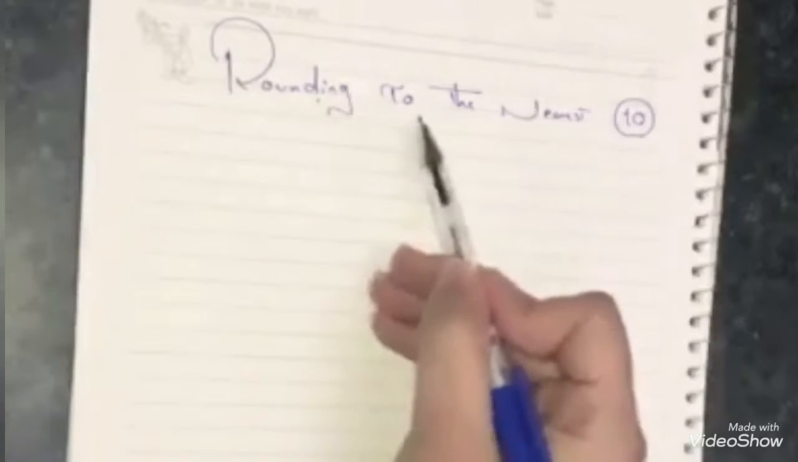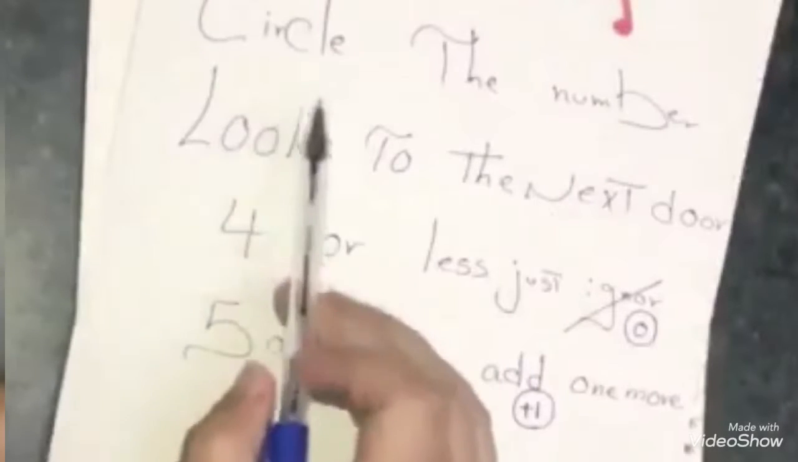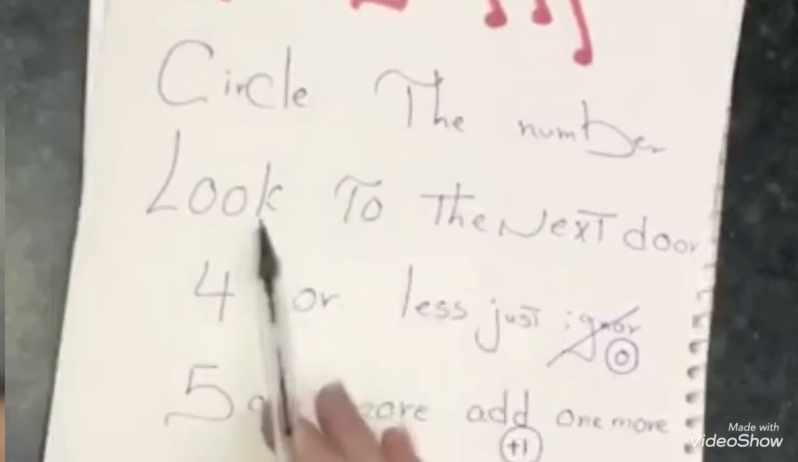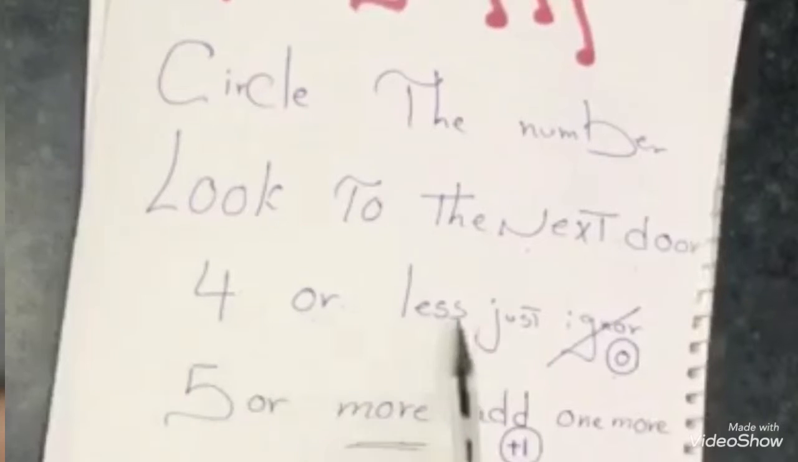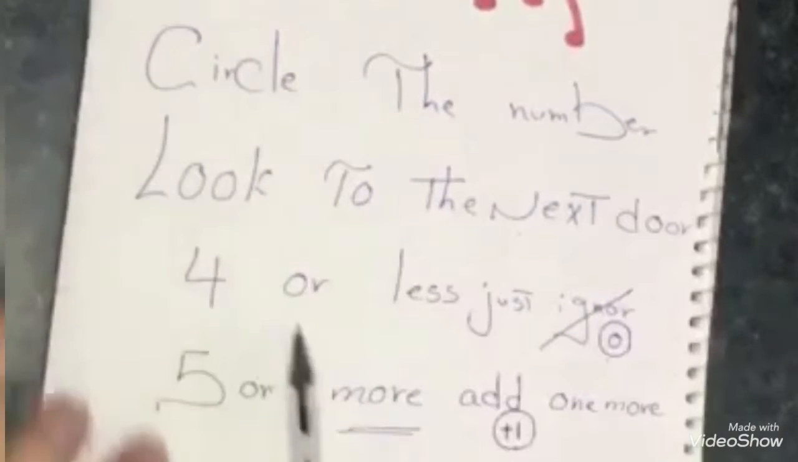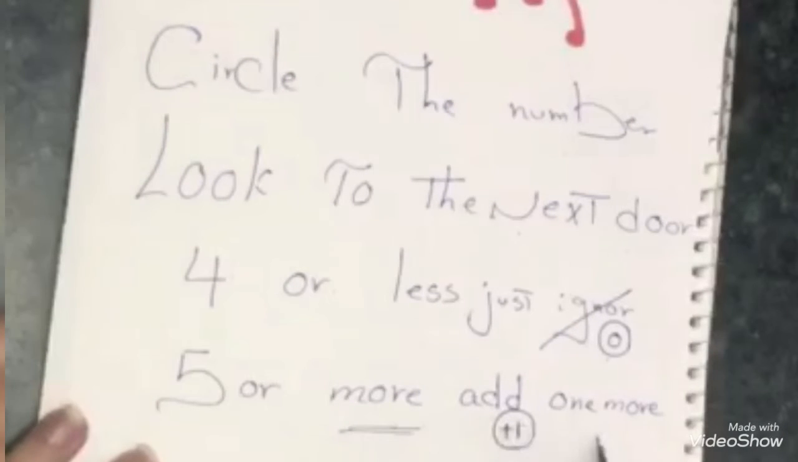Okay, so in last week we took rounding to the nearest 10. We have a song to make a rounding. What is this song? First, circle the number. Second, look to the next door. If it's 4 or less, just ignore. Okay, 5 or more, add 1 more.